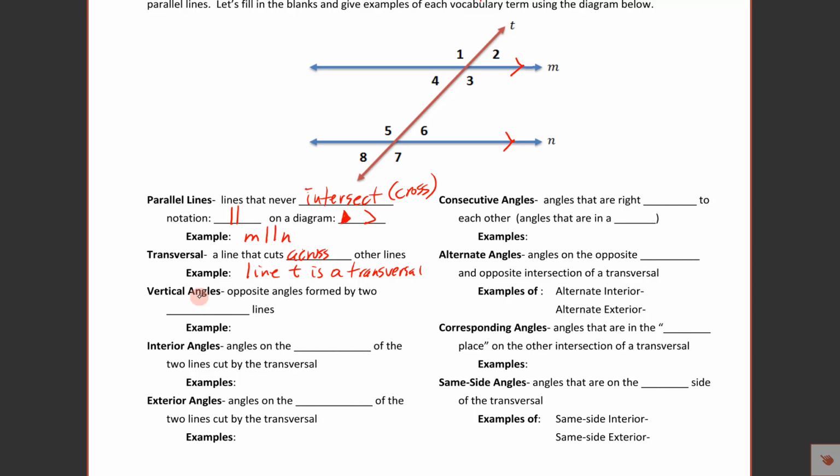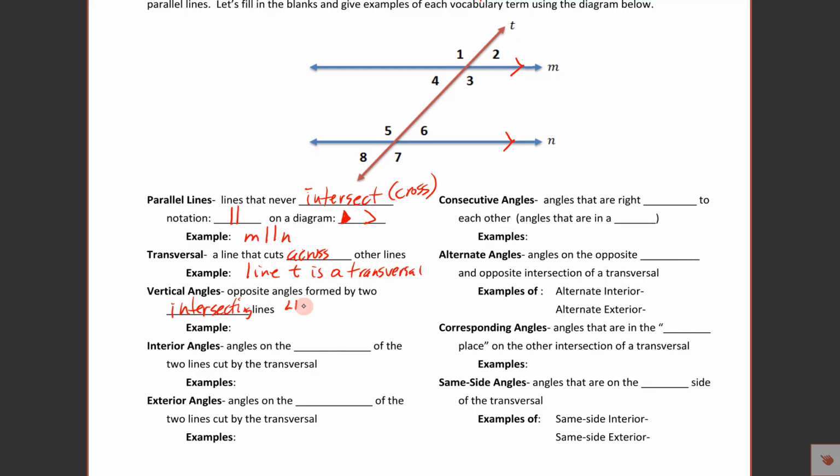Vertical angles, we've talked about this before. Vertical angles are opposite angles formed by two intersecting lines. So examples here would be, gosh, there's a whole bunch of them. Any that are straight across from each other in an intersection. So I'm going to write down these examples.